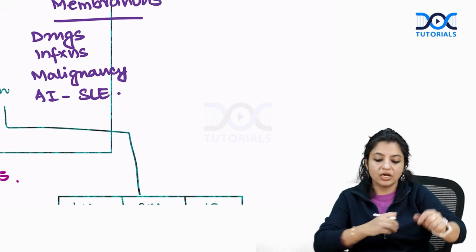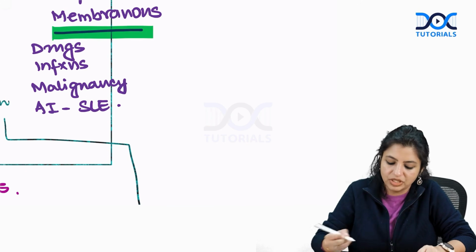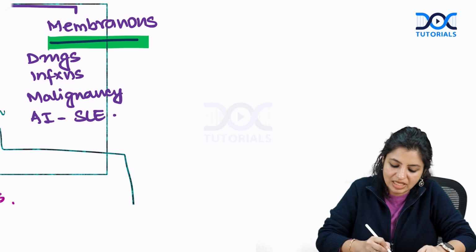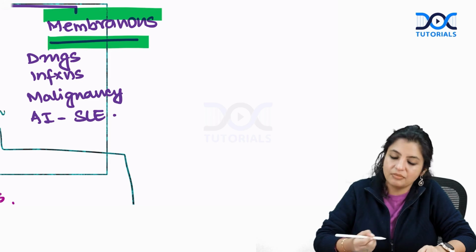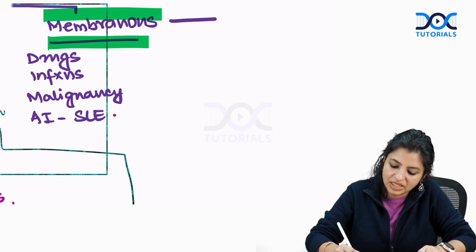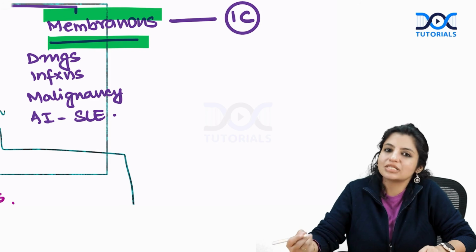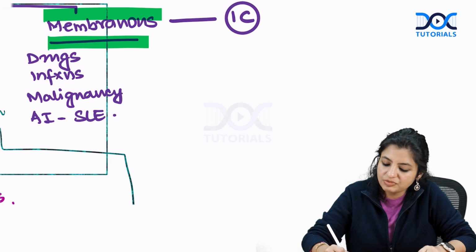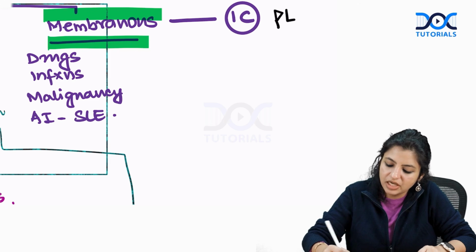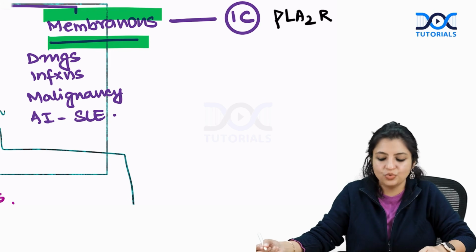Coming to the third one, guys, membranous nephropathy. Whenever I'm talking about membranous nephropathy, remember the name itself says membranous. It is a membrane formation. This is an immune complex mediated disease. Whenever we have an immune complex, you have to ask what is the antigen. The antigen proposed here is the phospholipase A2 receptor. That's the most common antigen. There is a recent update also which I'll show you with the question.